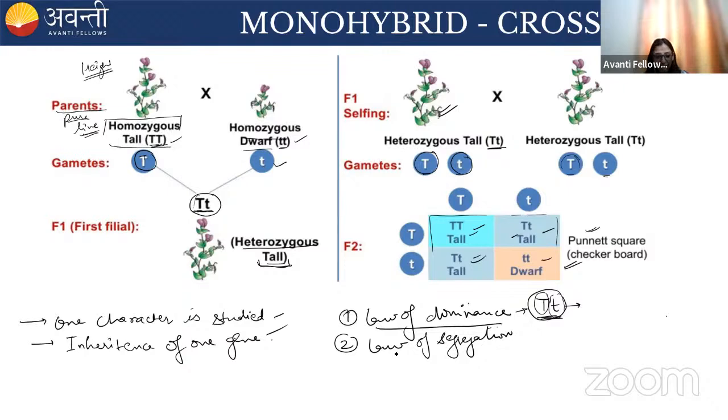The second law is the law of segregation. This law states that during gamete formation, for example, this is a parent, one gamete will carry only one factor or one allele. For example, this gamete is carrying only capital T and this gamete is carrying only small t. So one gamete will carry only one allele during gamete formation. This is known as the law of segregation, and we also call it the law of purity of gamete. Remember that this law of segregation is universally applicable.